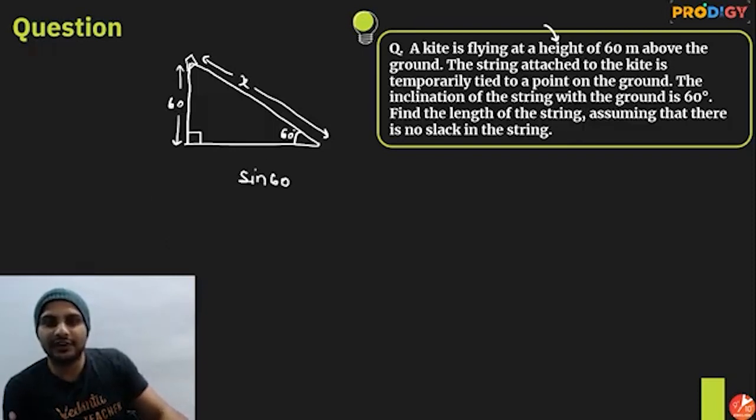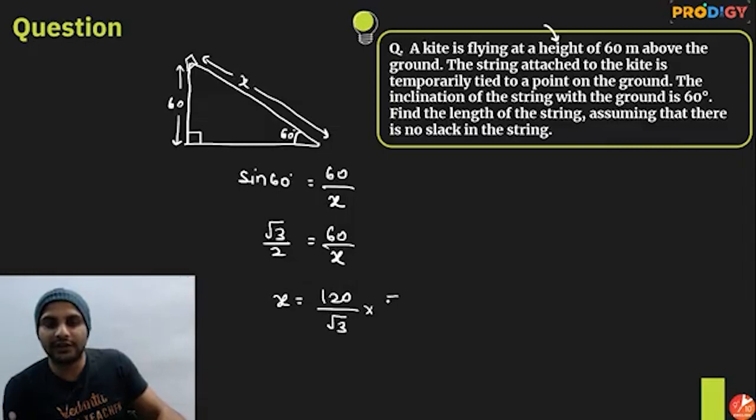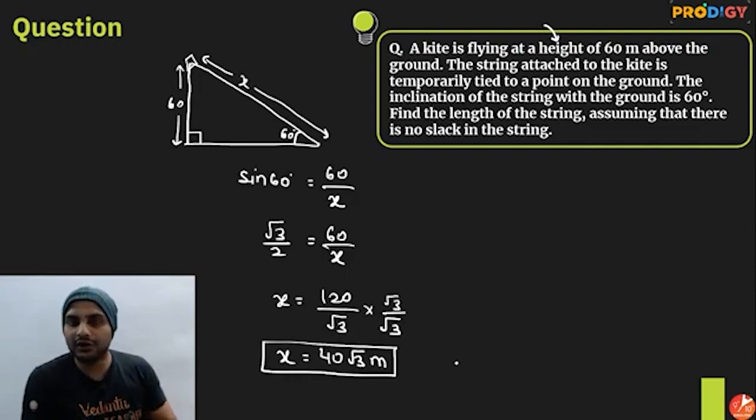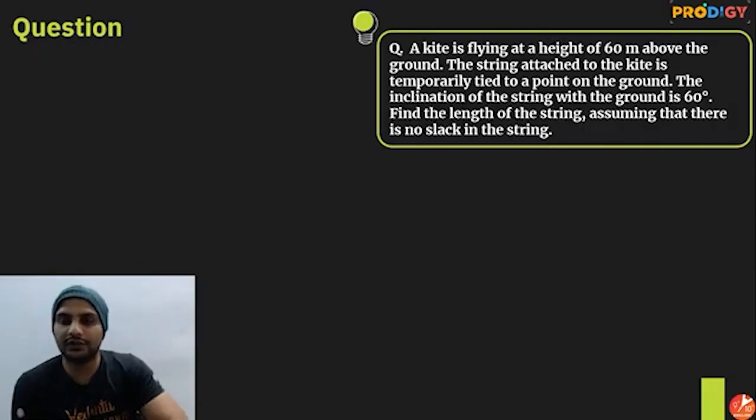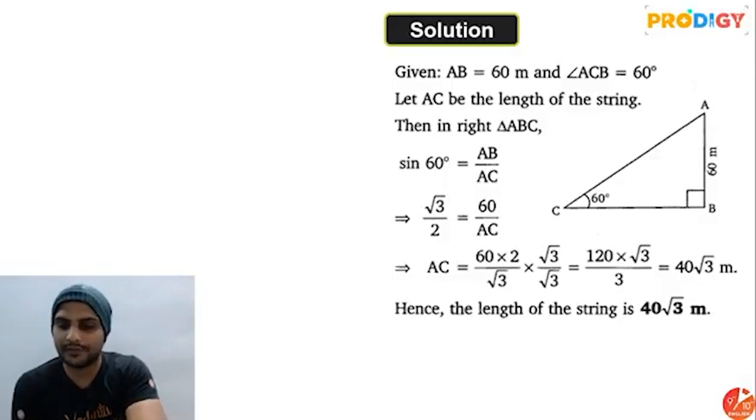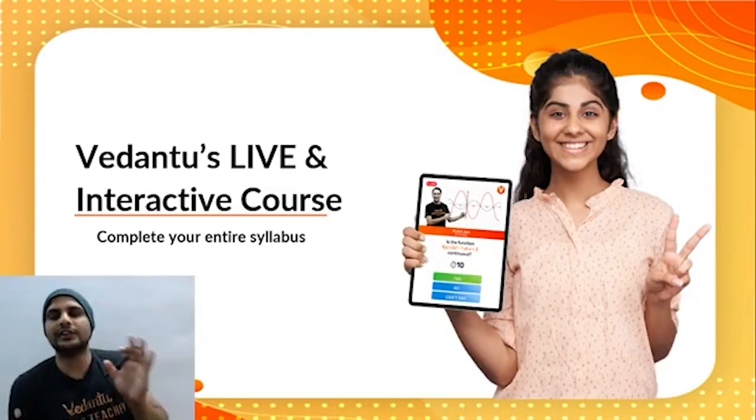So sine 60 degree will be equal to perpendicular upon hypotenuse. Root 3 by 2 is equal to 60 by x, cross multiply, x is equal to 120 by root 3, again rationalize, so x is equal to 40 root 3 meters. Length of the string used will be what? 40 root 3 meters. ठीक है, 40 root 3 meters. Clear है बच्चा? Alright, so these are the easy questions.